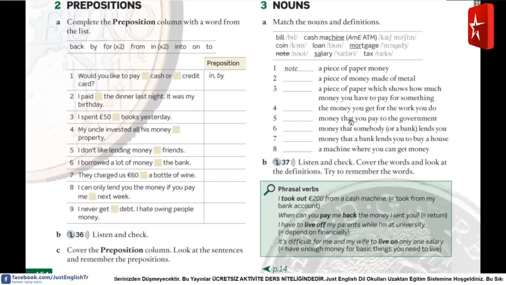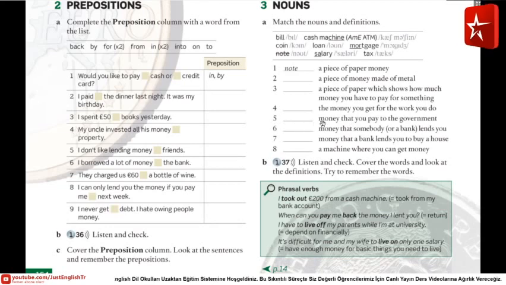The money you get for the work you do is, for example, you work for a company and at the end of the month you get your salary. Tuka is really active today. Thank you. Yes, Lara is active also. Salary is the correct answer.